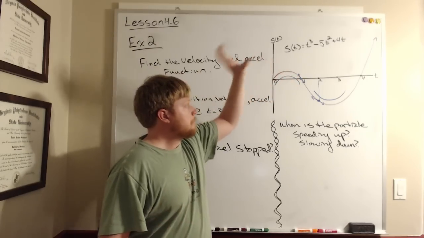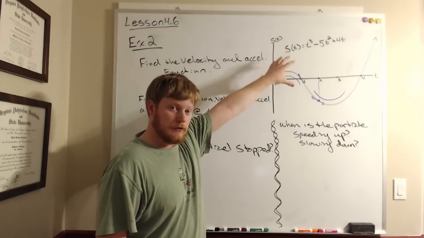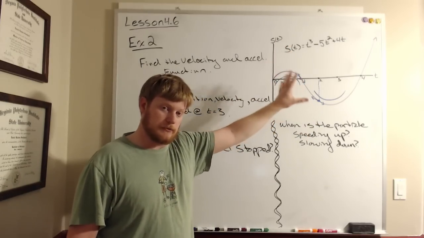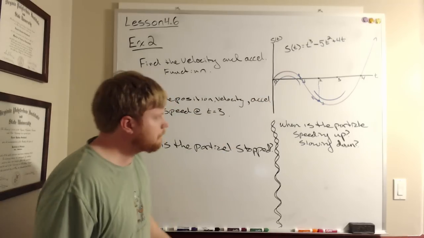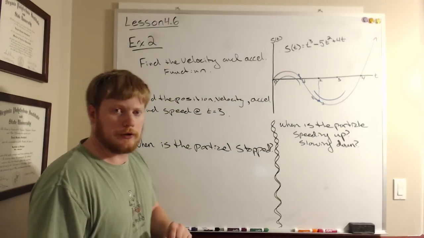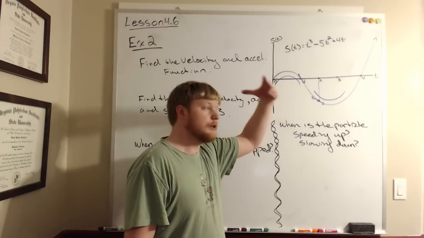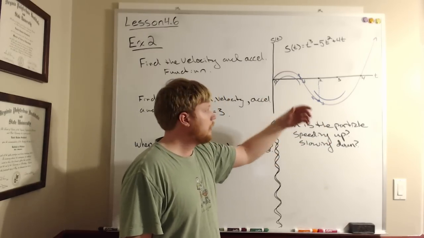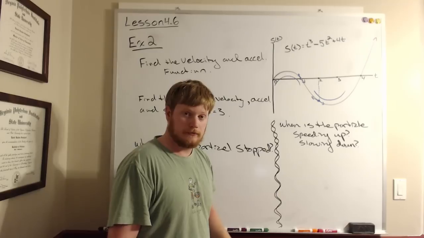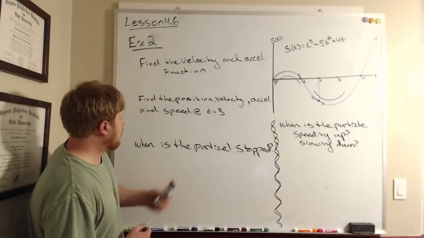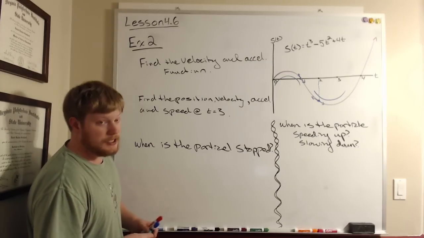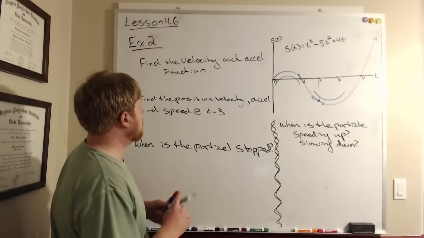Now, the numbers for this problem are going to require a calculator because there are some odd, strange decimals and some things that don't factor quite right. But be prepared to do problems that do factor nicely, that have nice, neat numbers, and that you would have to do without being able to see the graph. All right, so find the velocity and acceleration function. That's easy enough. That's just like taking the first and second derivative.